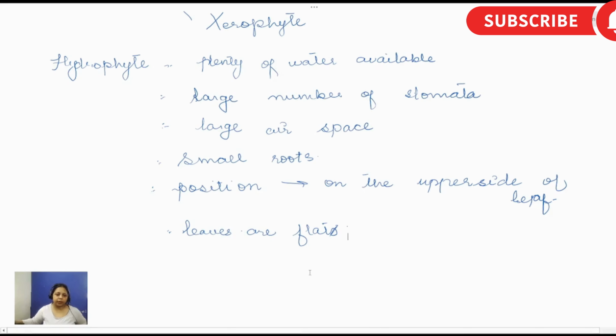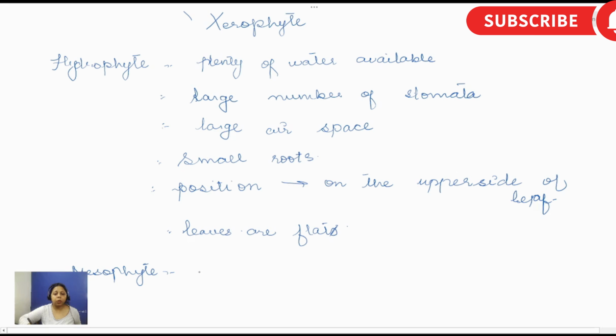Then we have mesophytes. This is not part of your syllabus, but let's discuss mesophytes. What are mesophytes? They have moderate availability of water, like terrestrial plants. We have so many plants outside, so the environment we are living in is actually mesophytes. The forests are mesophytes. They have water available, but not plenty of water, a moderate amount. They can get water through rain and from the soil.